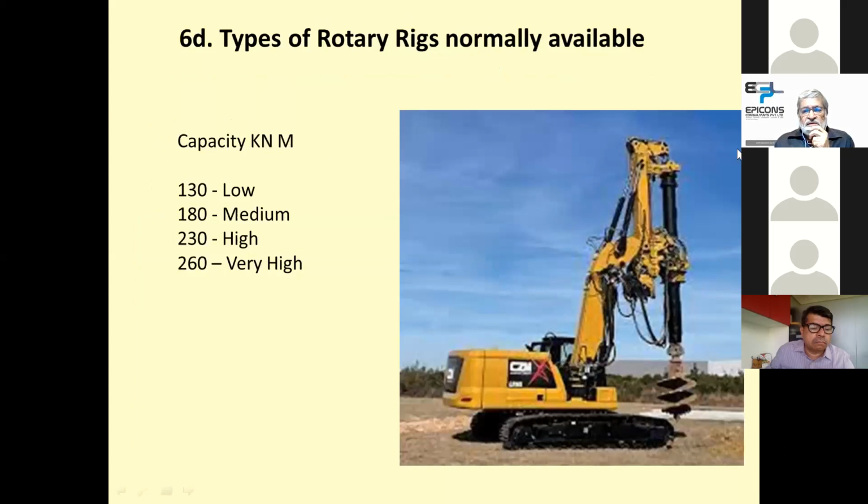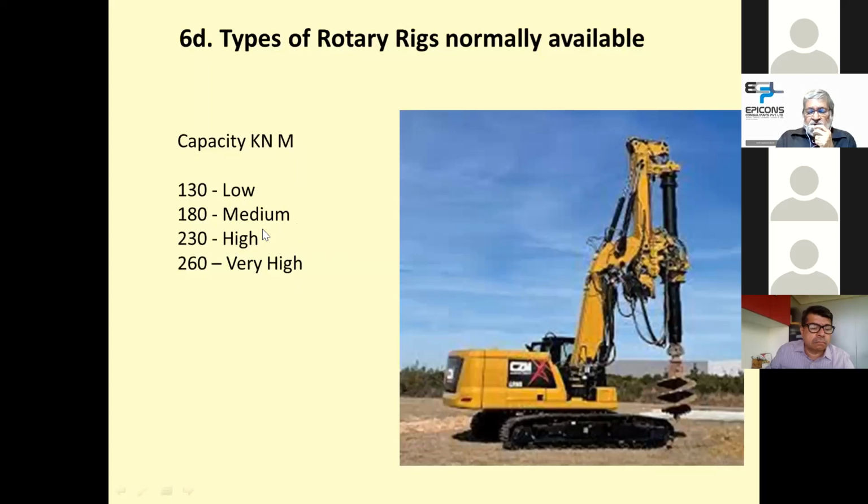Typically, it looks like this. There is a cutting tool, there is a Kelly, and it is driven by hydraulic energy. It comes in different categories. The capacity is defined, say 130 kilonewton meter, which is low capacity, medium capacity, high capacity, and very high capacity, depending upon the diameter of the pile and kind of rock. The drilling, or which machine is required, is decided.